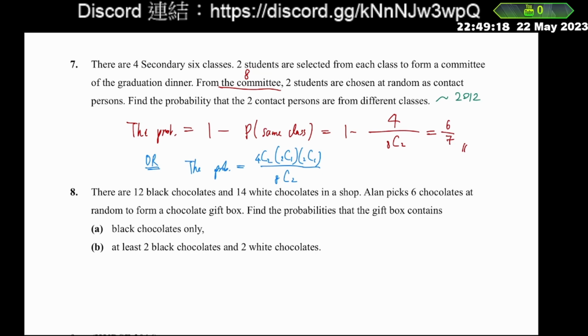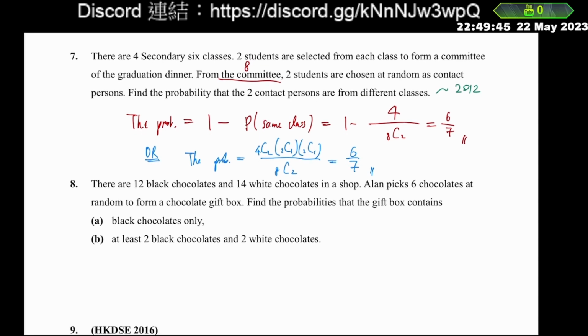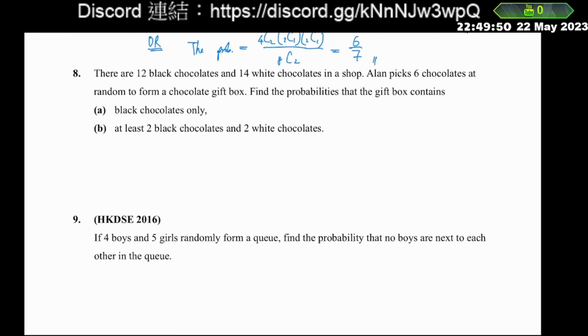So we can press the calculator for this one, to see if it is the same as the first answer. 4C2 times 2 times 2, and then divided by 8C2. Alright, you see, it is also 6 over 7. Again, when you have 2 different ways to count and find the probability, and the 2 different ways give you the same answer, then that means your answer is quite correct. Okay, so this is question 7. And now, next, let's go to question 8.